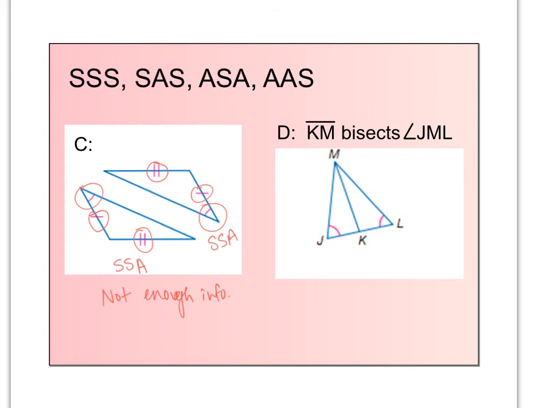Let's take a look at part D. Segment KM bisects angle JML. If segment KM bisects this angle up here, it cuts it perfectly in half. That's what it means to bisect something. So even though the marks weren't there, I know that those two angles with the double marks that I just drew in are congruent because that segment bisected that angle. I also know that this side in the middle, MK, will be the same length in the left triangle as it is in the right triangle.